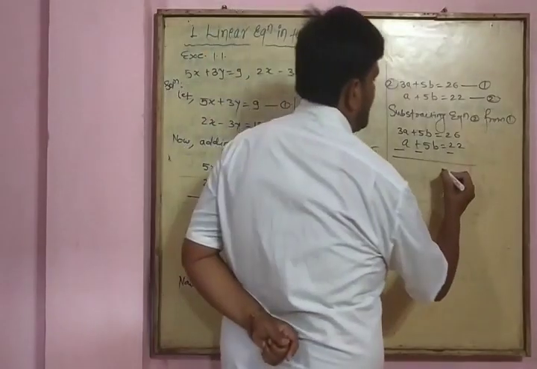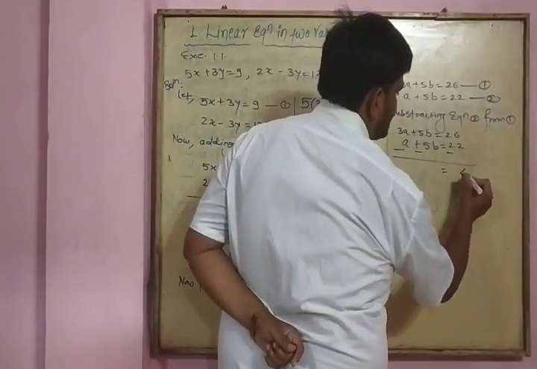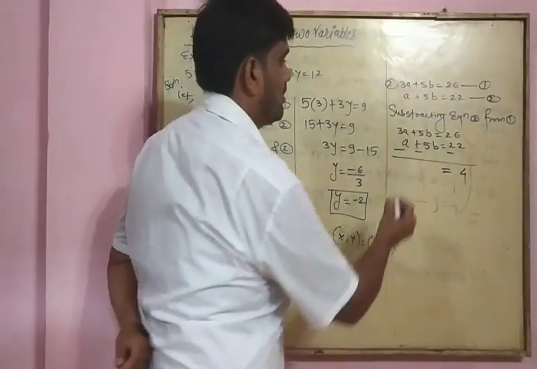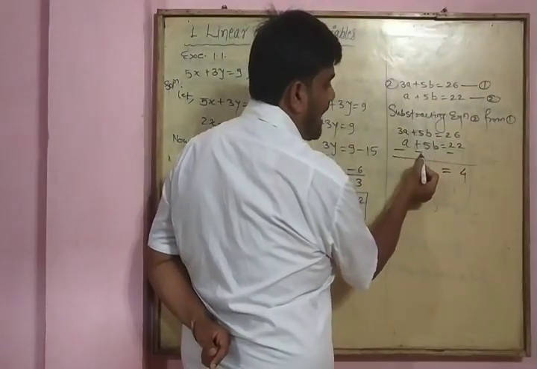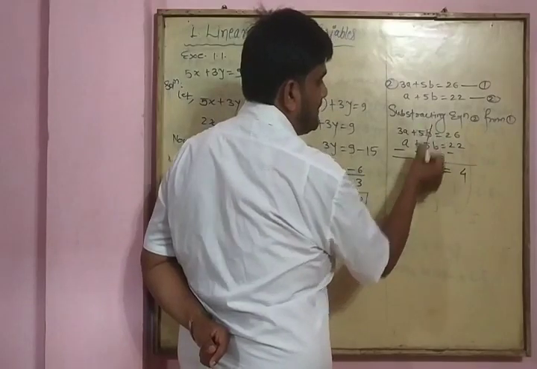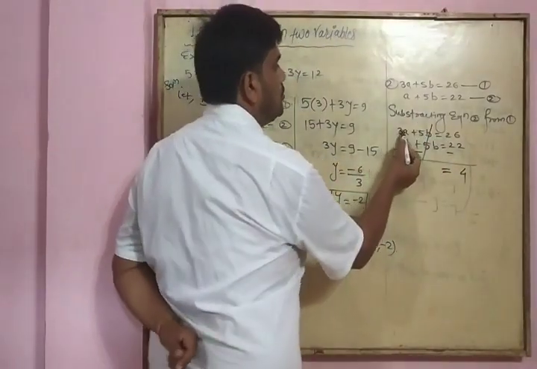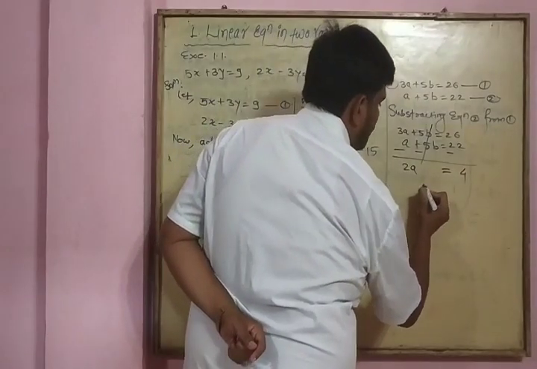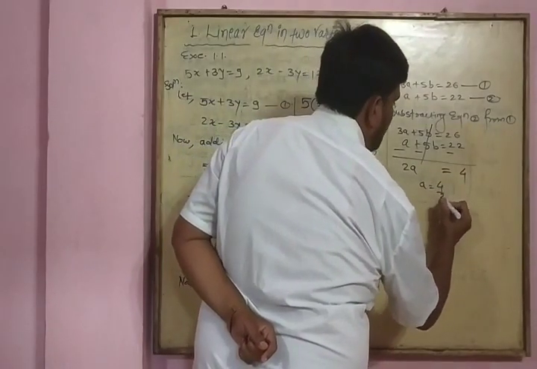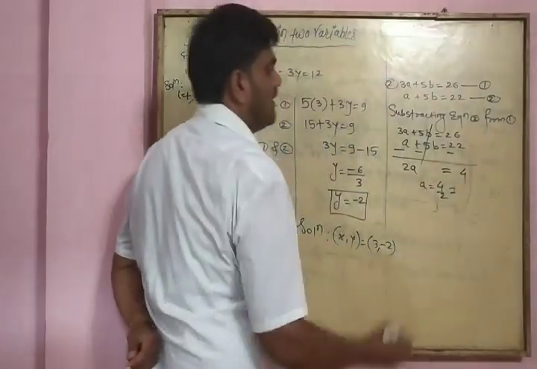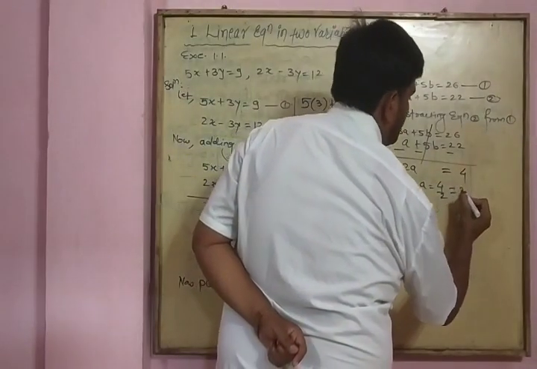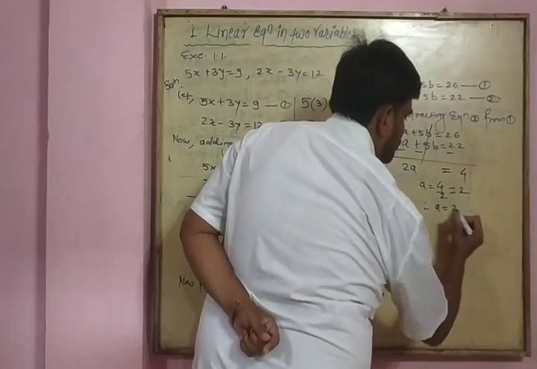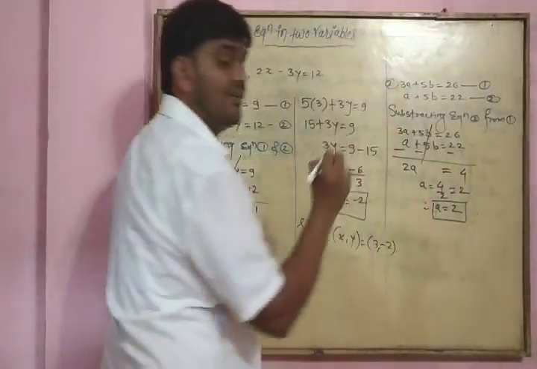Okay. 26 minus 22, that is 4. 5b minus 5b, that is 0. Now 3a minus a, that is 2a. Therefore 2a equal to 4, so a equal to 4 upon 2, that is equal to 2. Therefore a equal to 2. This is the value of a.